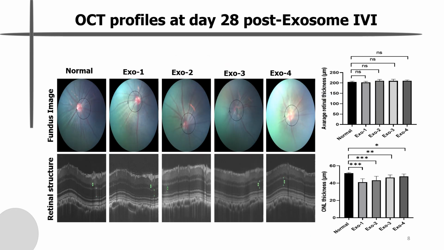Here we observe the OCT profiles at day 28 post-exosome intravitreal injection. OCT is used to assess retinal structural integrity and detect any abnormal changes. Here we found the average retinal thickness had no significant change, but for the ONL thickness we found a significant reduction in the EXO1, EXO2, and EXO3 groups compared to the normal, but EXO4 is normal.